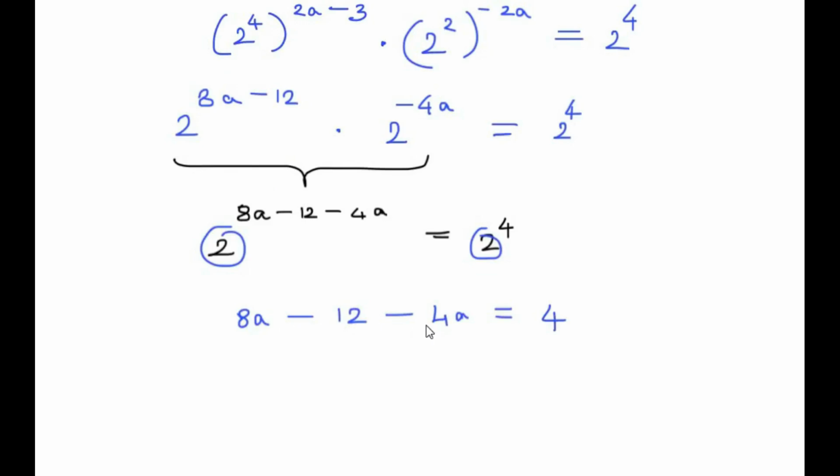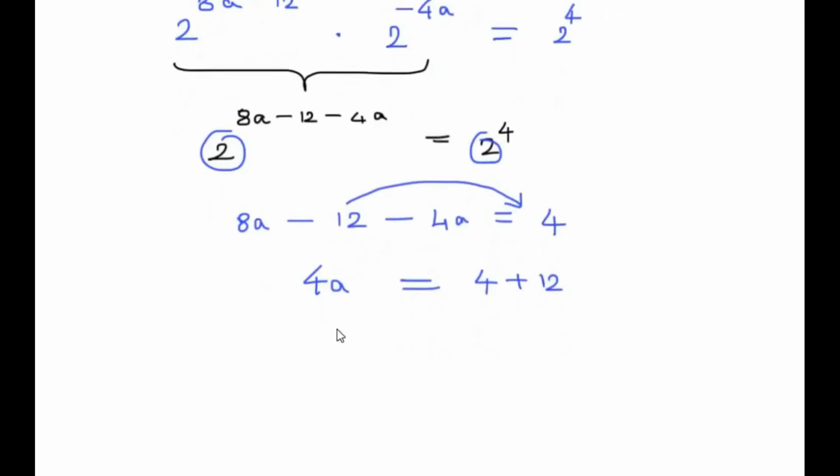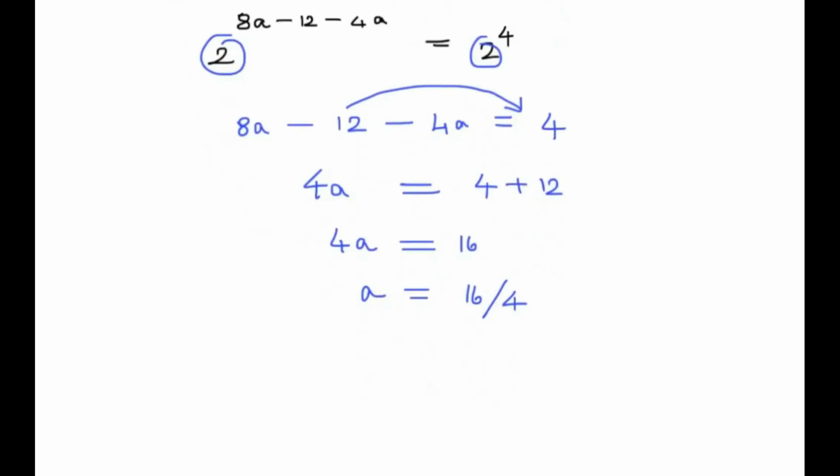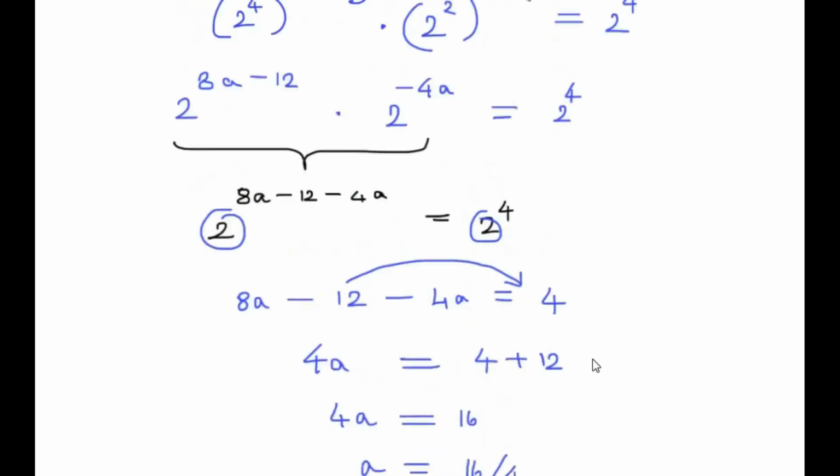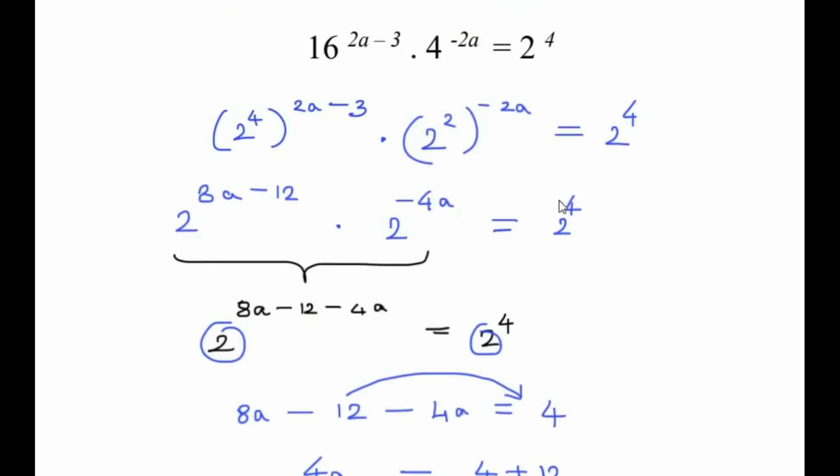Now let us gather the like terms. 8a minus 4a gives us positive 4a is equal to, let us take negative 12 on the right hand side, so we get 4, negative 12 becomes positive 12, or 4a is equal to 4 plus 12 gives us 16. So a will be equal to 16 divided by 4. So here we get the value of a as 4. So here in this equation the value of a was 4.